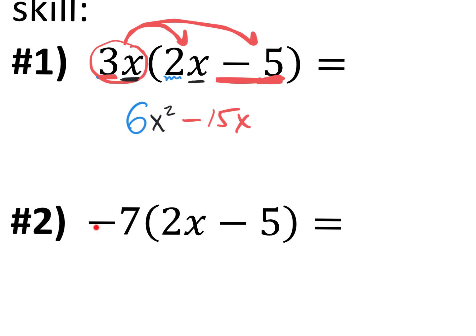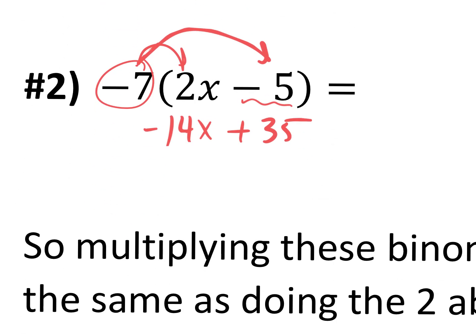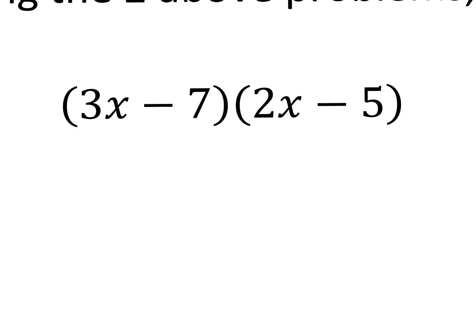Now, if we distribute this guy, that's just a constant, negative 7. We're going to distribute that value. Negative 7 times 2x, what is that? Negative 14x. And negative 7 times negative 5, what's that? Positive 35. And done. We got this, right? So if you know how to do these two problems, you technically know how to do this problem right here. Okay. Yeah, copy it down.